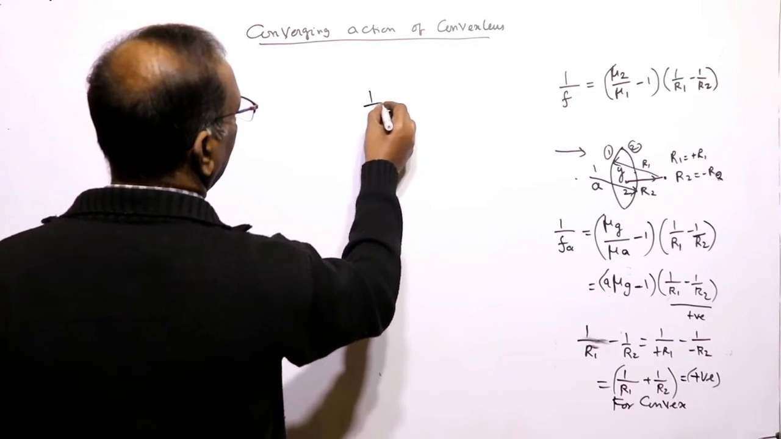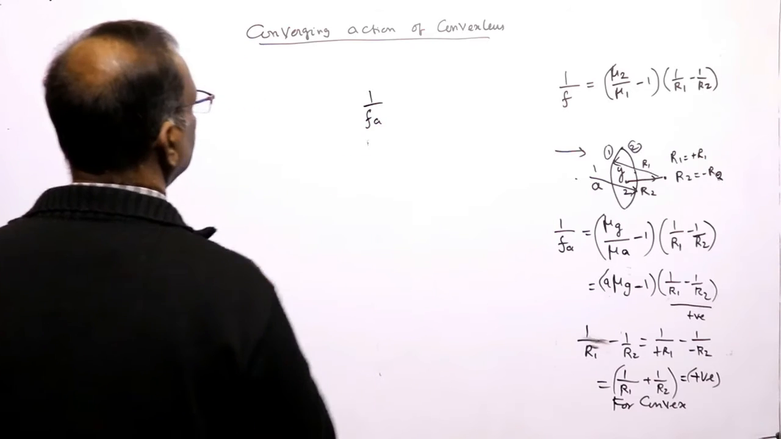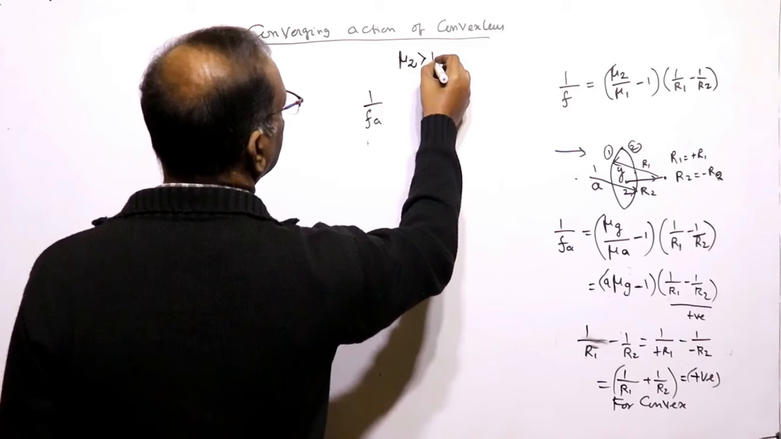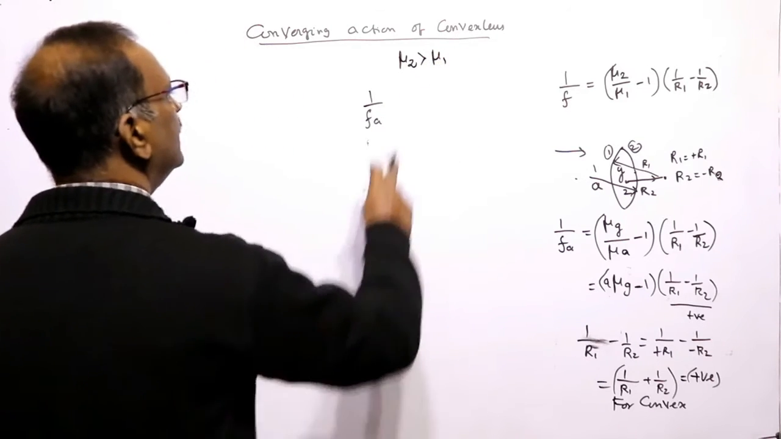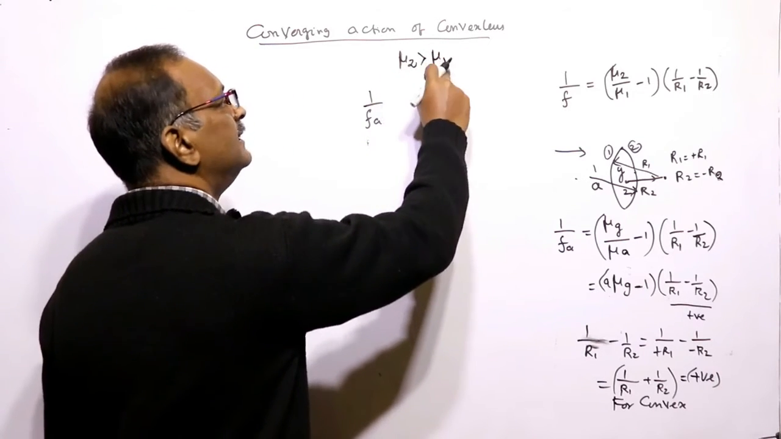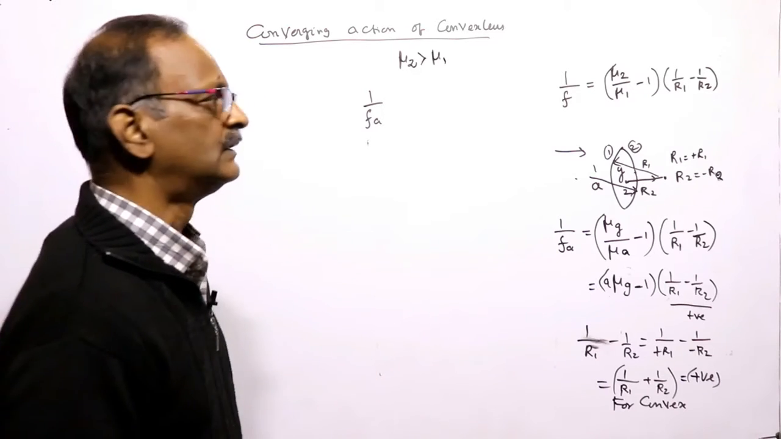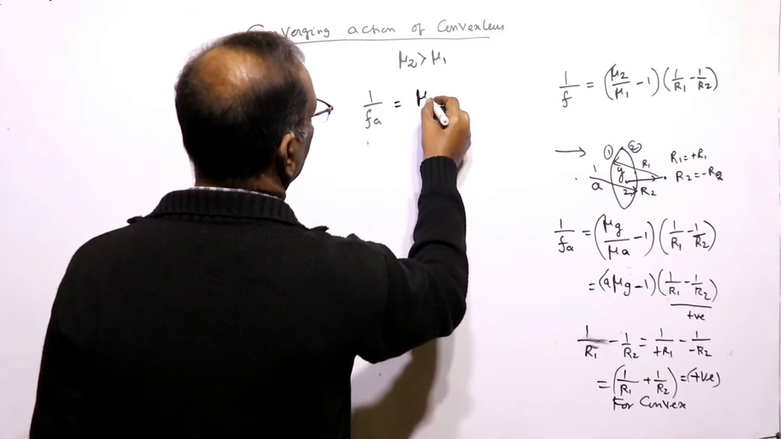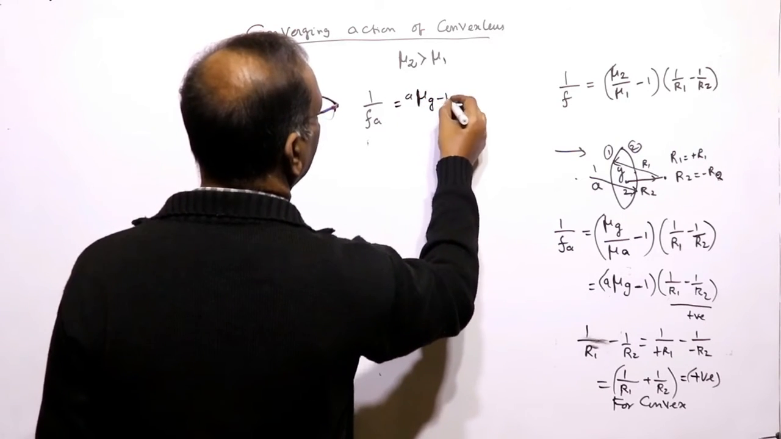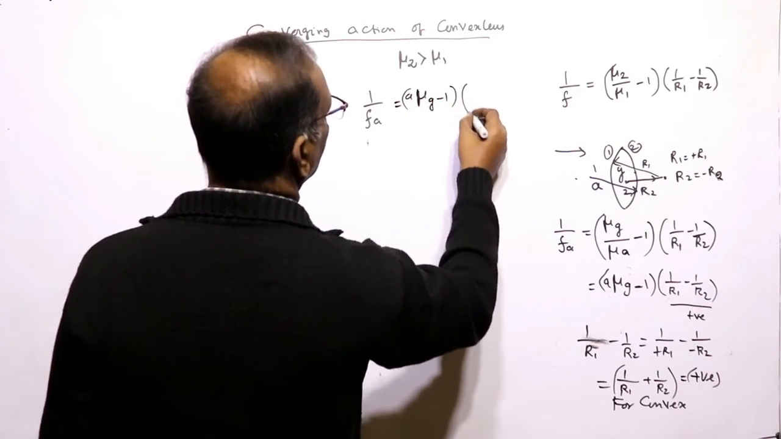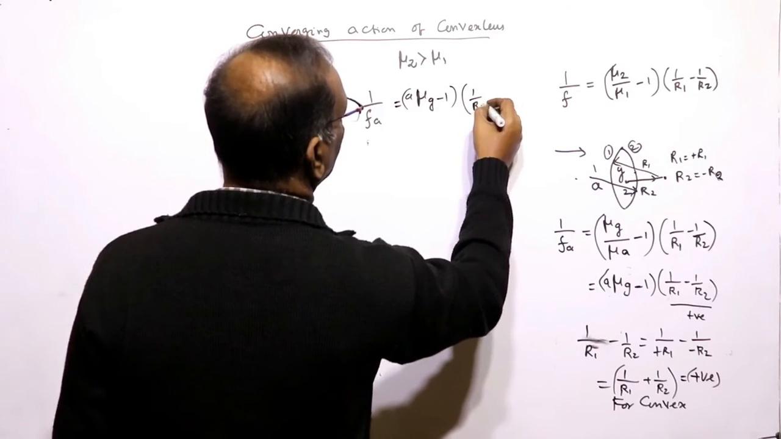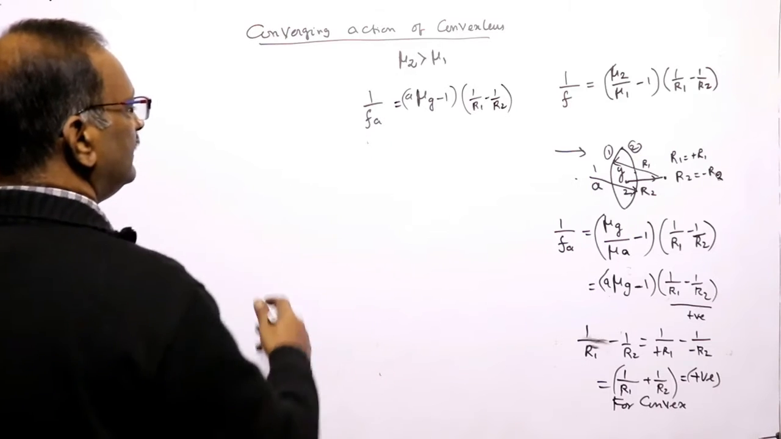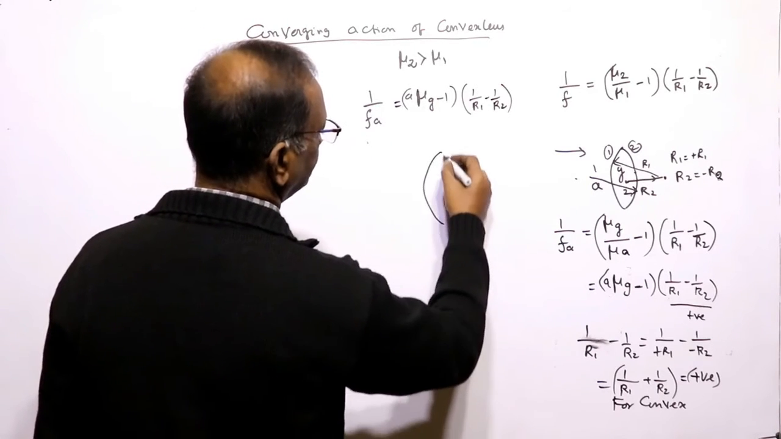Therefore, 1 by f in air, we are dealing with the case when the refractive index of the second medium is greater than the refractive index of the first medium. The first medium is air, the second medium is glass; the first medium may be air, water, whatever it may be. So 1 by f is equal to the refractive index of glass with respect to air, minus 1, into 1 by R1 minus 1 by R2.